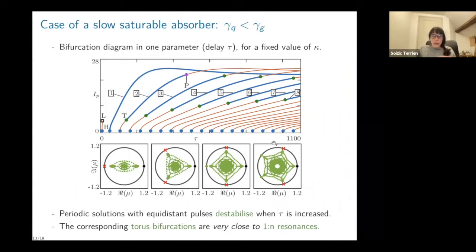What is interesting here compared to the previous case is that the periodic solutions with equidistant pulses exist and are stable on some range of the delay time tau, but when we increase tau, they destabilize at some point through torus bifurcations, which are very close to 1 to n resonances, where n is the number of pulses in the feedback cavity.